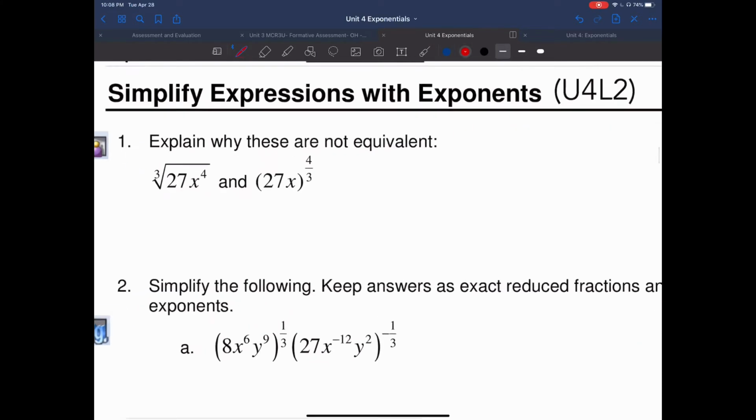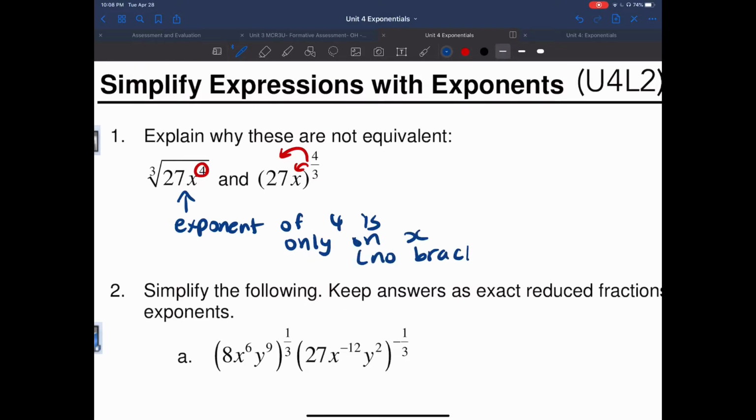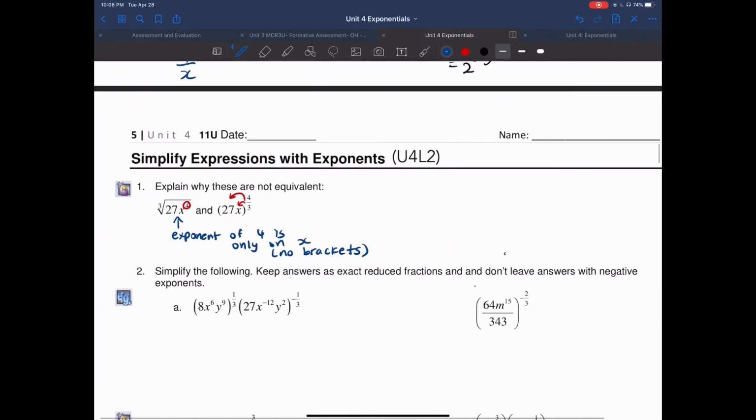So what I notice is that 27 has an exponent of 4 over 3 and x as well, but the 4 only applies to the x and not the 27. And so what I'm going to say is the exponent of 4 is only on x. There are no brackets that indicate that the 4 is also on the 27.